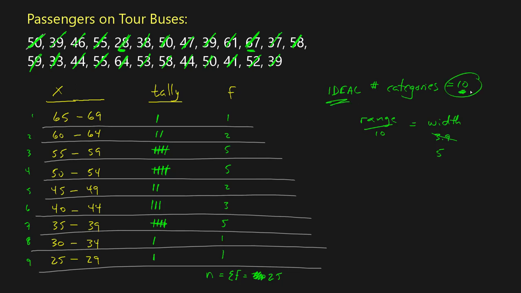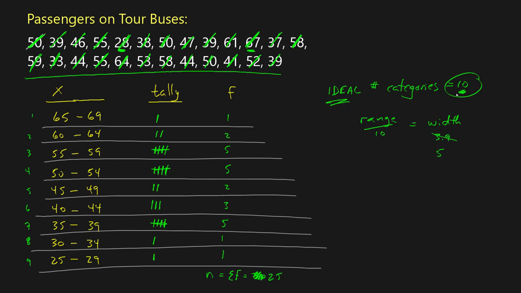It doesn't matter if you don't get 10. 8 would have been fine, 7 would have been fine. We could have had 11 or 12 categories. These are just basic guidelines. You just don't want to end up with what I would have had if I had not grouped anything at all. I would have had 39 different categories if I had just gone with keeping the data as individual values. So that would have been no good.